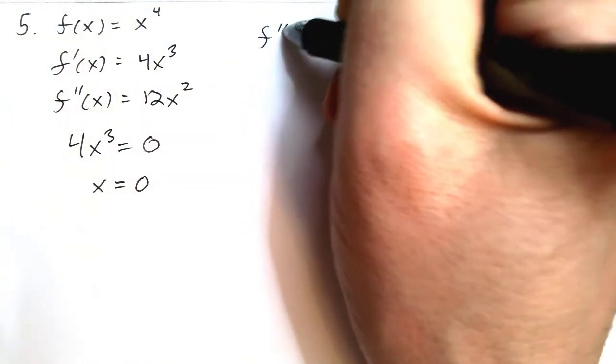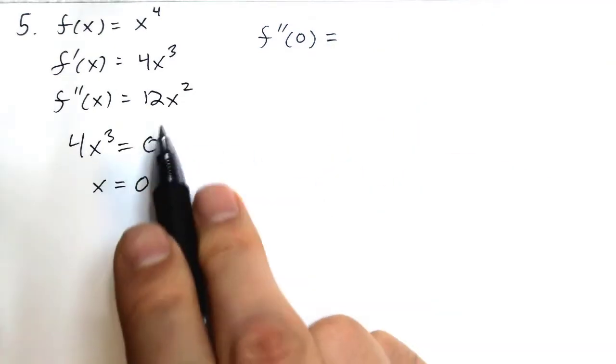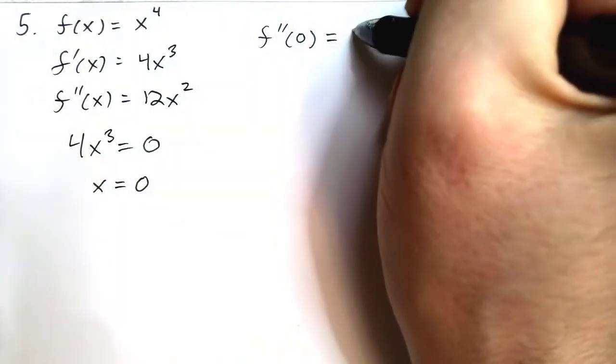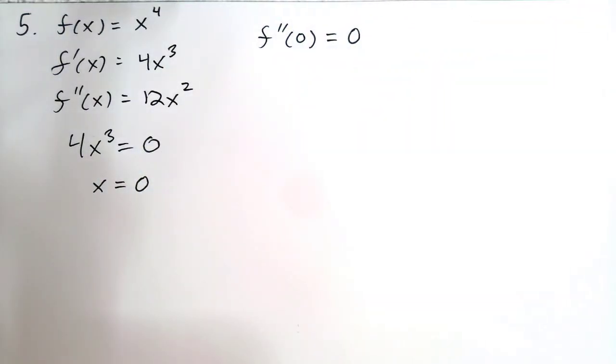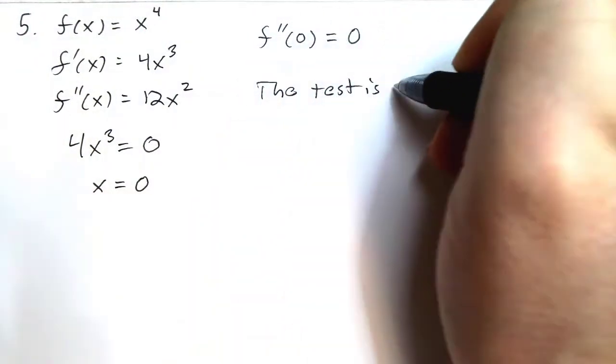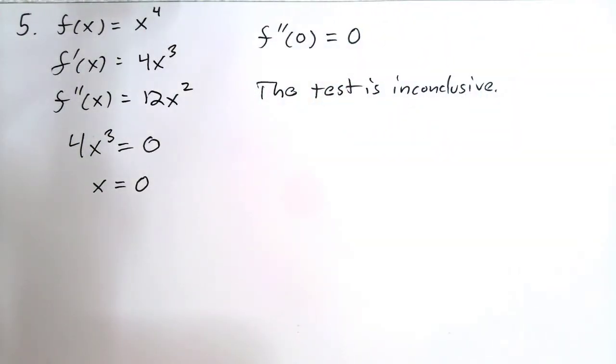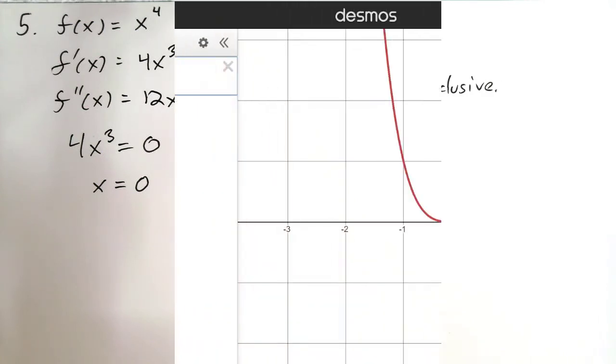So I'm going to look at f double prime of 0. If I plug in 0, I get 0. And so the test is inconclusive. Now, what does that mean? Well, that means that we don't know. We don't know what's going on there. We need to use another test to see. Let's take a look at the graph and see what in fact is going on.